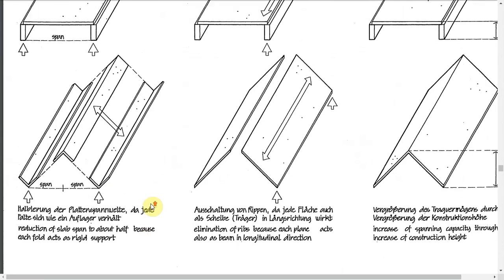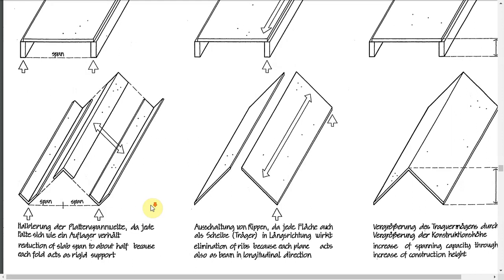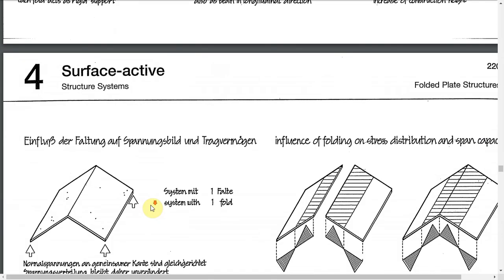First is the reduction of slab span to about half, because each fold acts as a rigid support, right? And the second one is the elimination of ribs, because each plane also acts as a beam in the longitudinal direction. And the third advantage is the increase of the spanning capacity through the increase of construction height, right?